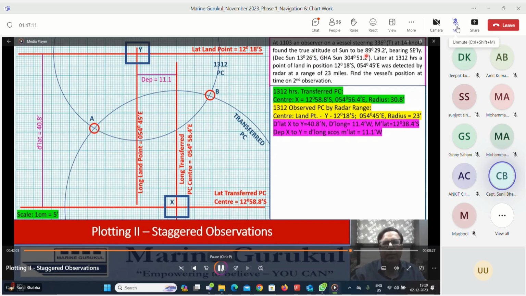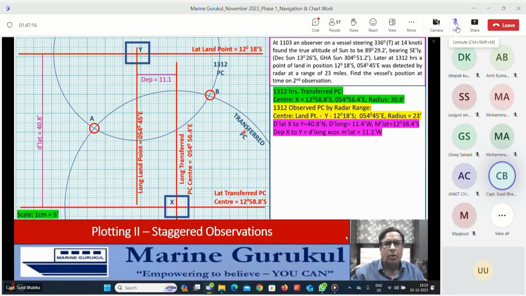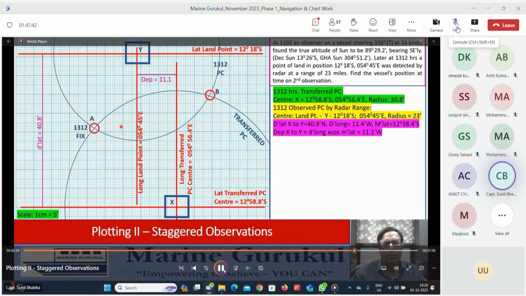Now if you go back to the question, it says the sun was bearing southeasterly. Obviously the sun's position in this case will be represented by its GP, which is getting transferred to X. So if the sun was bearing southeasterly, the vessel has to be at point A for the sun to bear southeasterly. Therefore position B gets ruled out and the vessel's position happens to be point A. Okay beta, all right. So that is how we select the correct position. A is our actual position.